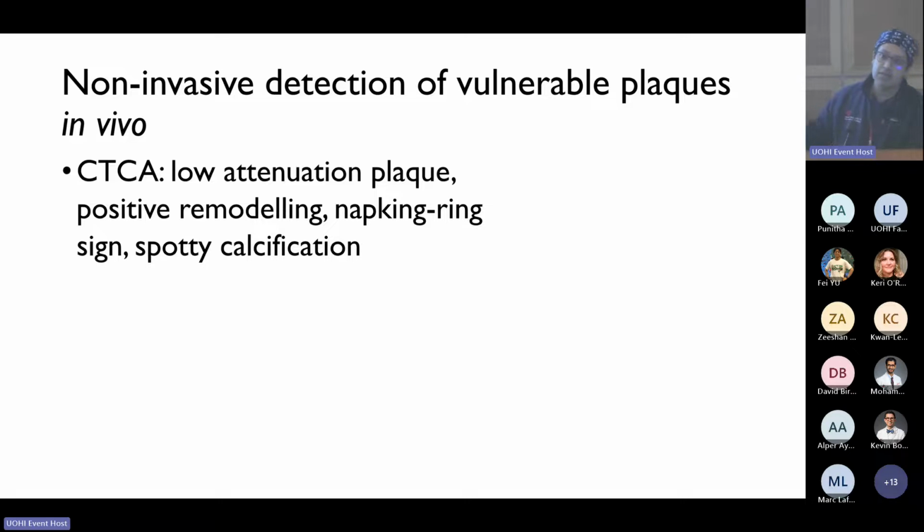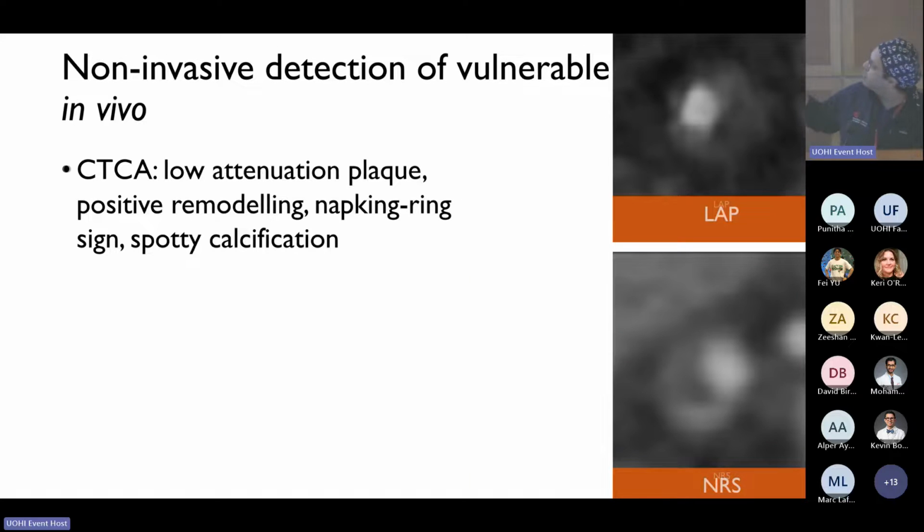It allows you to see a bunch of different features, including the lumen stenosis, but it also tells you specific plaque features like low attenuation plaque, positive remodeling, the so-called napkin ring sign, which anyone who does read CT will be very familiar with, and spotty calcification. I have some examples of these right here.